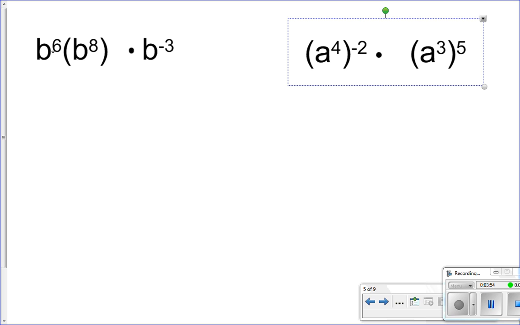So I have b to the 6th times b to the 8th. Add the exponents, I get b to the 14th times b to the negative 3rd, which comes to b to the 11th power.